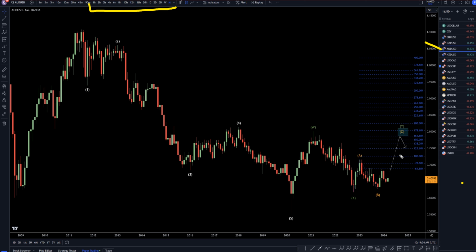Today is Thursday, March 7th, and this is my analysis of the Aussie US dollar, starting on the monthly, working my way down to the 1 hour time frame for the full top-down analysis.